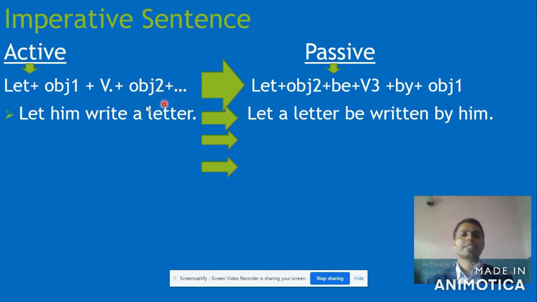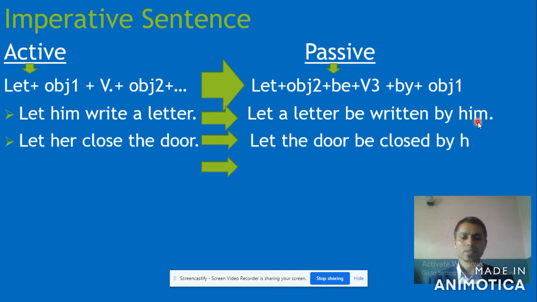Then you have to identify the object. This is the object. Let a letter, then "be". We write "be" from where? From that structure. Let a letter be written. "Write" becomes what? Write, wrote, written, the past participle from the verb. Let a letter be written by him. Here "by him", this is what? This is object 1, written here at last, by him. Got it? Okay, now similarly, look at other more example sentences in the same way.